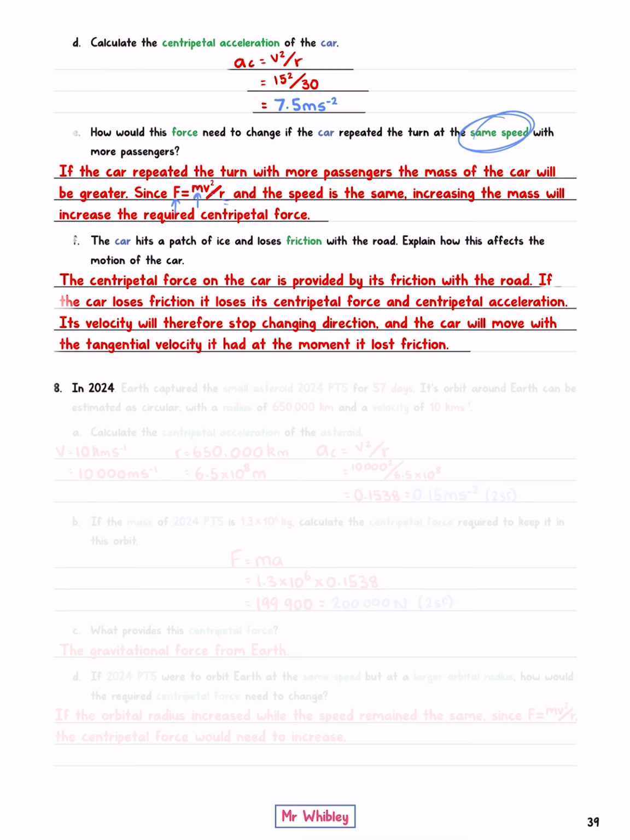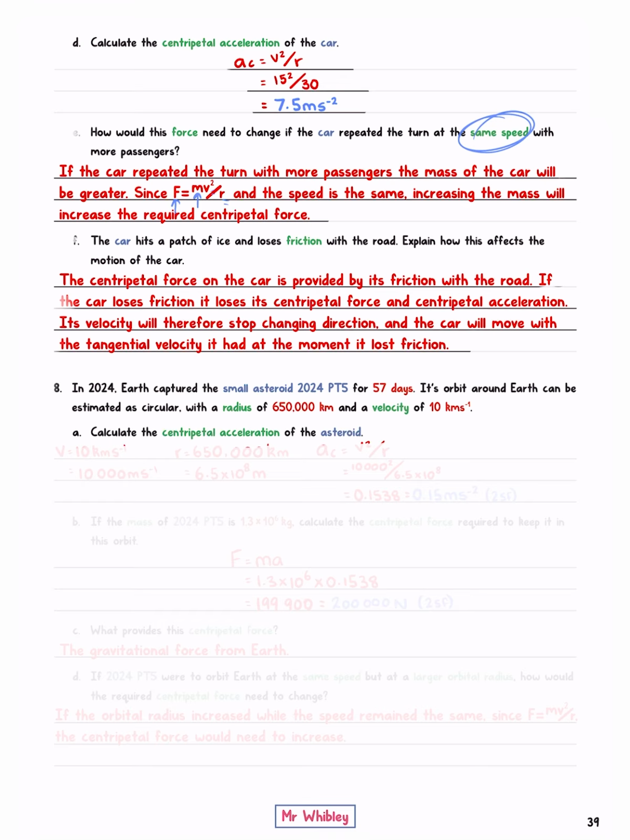In 2024, Earth captured the small asteroid 2024 PT5 for 57 days. Its orbit around Earth can be estimated as circular, with a radius of 650,000 kilometers and a velocity of 10 kilometers per second. Calculate the centripetal acceleration of the asteroid.